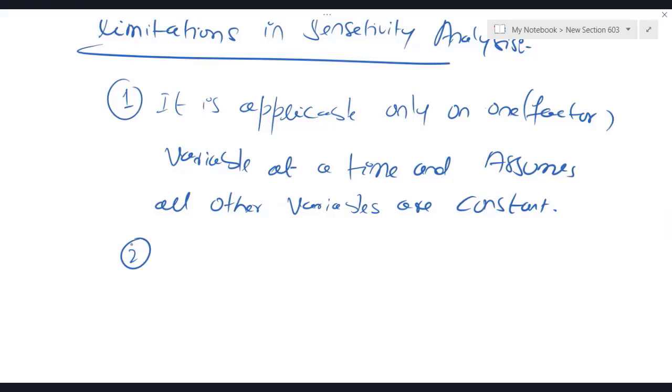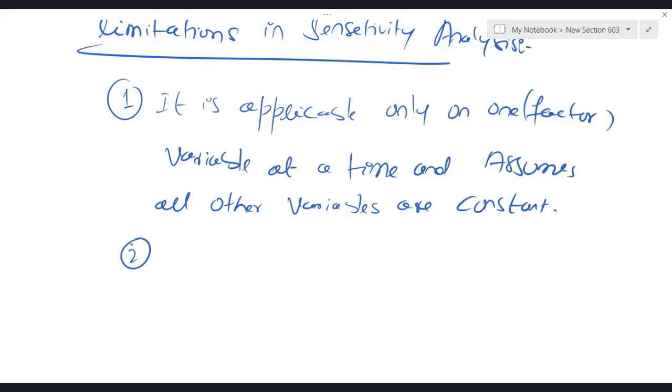Now the question is, after applying the sensitivity analysis and after knowing the results of sensitivity analysis, should we make investment or not? So simply sensitivity analysis does not give you any decision criteria. So the problem is, it is not giving us any decision criteria. Now the question is, what do you mean by decision criteria?